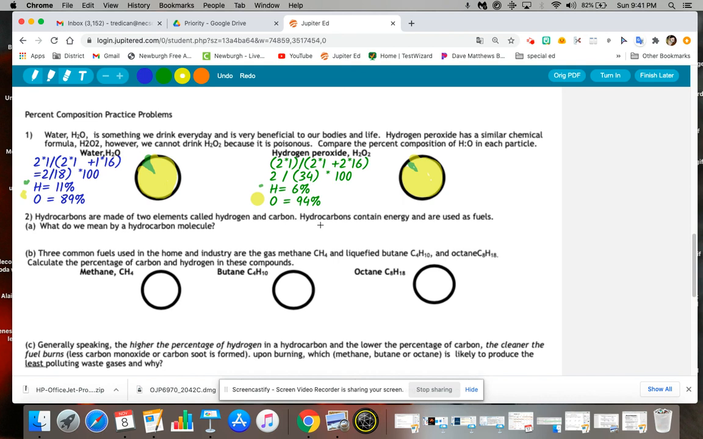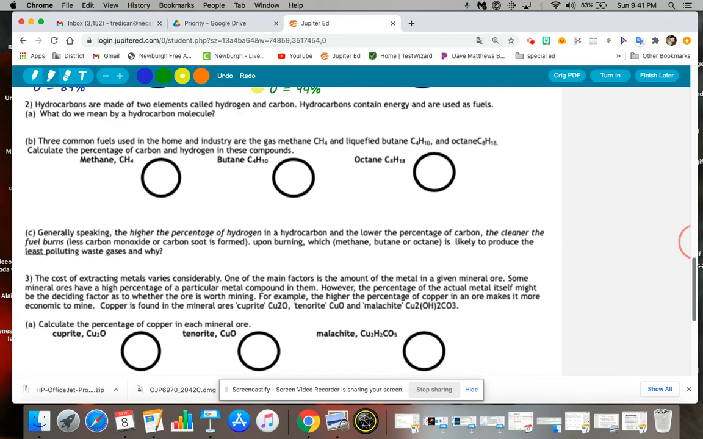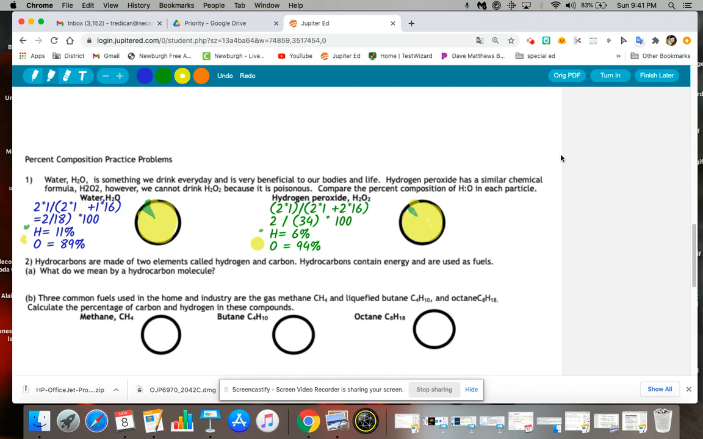So in water, the percentage of hydrogen and oxygen is 11 to 89%, but in hydrogen peroxide, it's a different percentage of 6 to 94%. And again, that might seem like a small difference, but one is necessary for life and the other one is deadly if we drink it, or toxic. So little things make a big difference. Continue with the same process and do the readings for the remainder of the page. Don't forget your periodic table. Good luck.